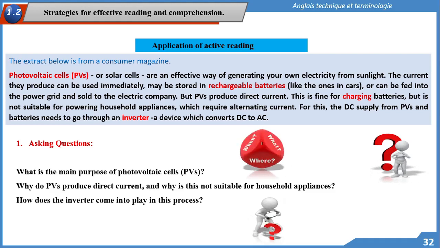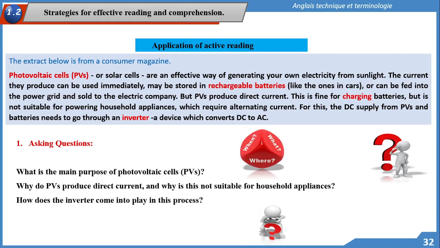The second question is: why do PVs produce direct current, and why is this not suitable for household appliances? We respond to this: PVs produce direct current because they directly convert sunlight into electrical energy. This DC is not suitable for powering household appliances, which require alternating current.